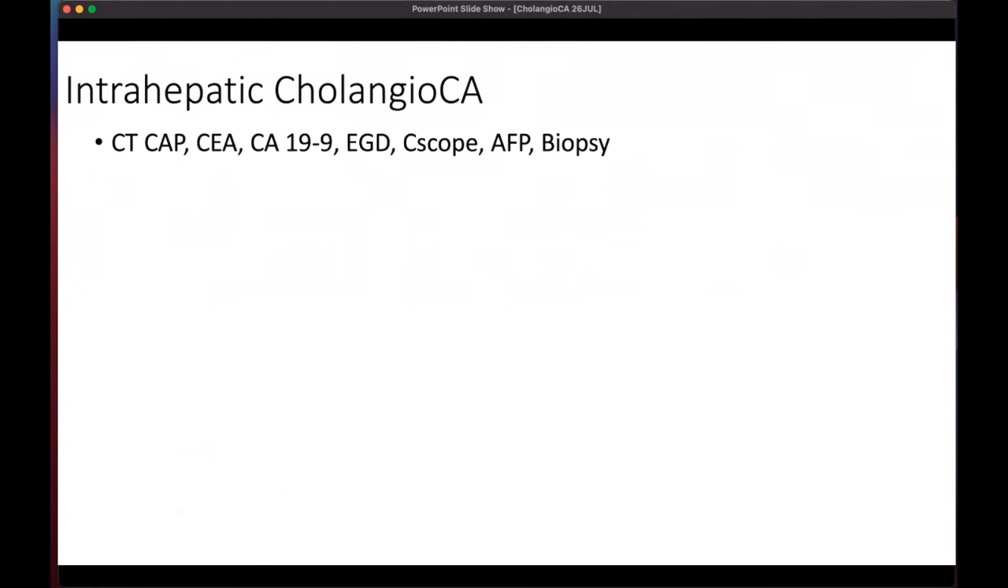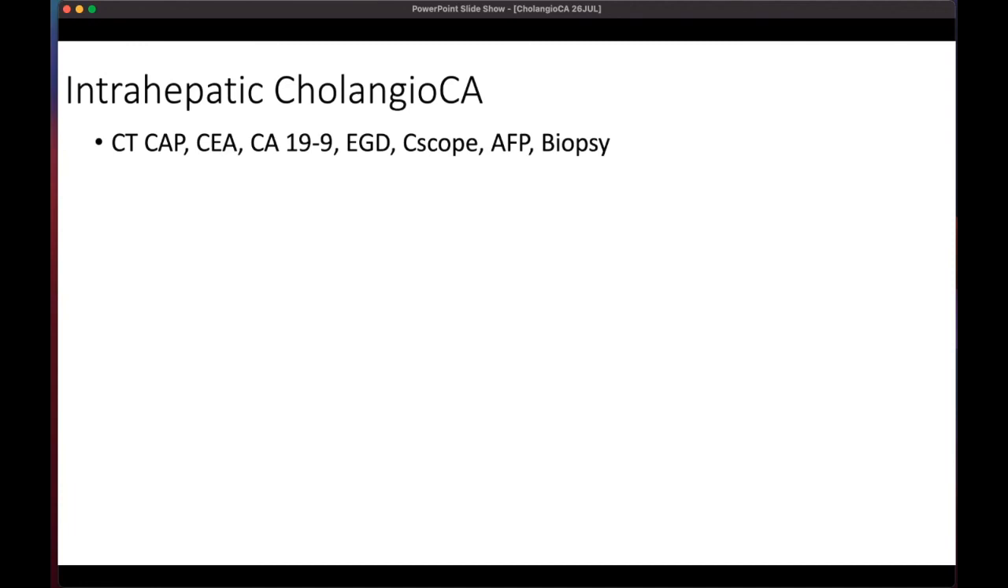So like you said, there are stains that they can do to try to differentiate a biliary tract cancer from other adenocarcinoma, but a lot of times it's hard to do, and so they just say, well, we can't tell you for sure. So I would say you should pretty much always get an EGD and colonoscopy just to make sure that this isn't a met from something else.